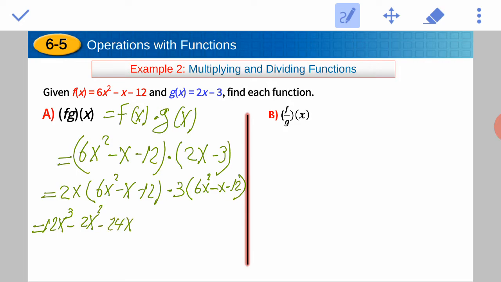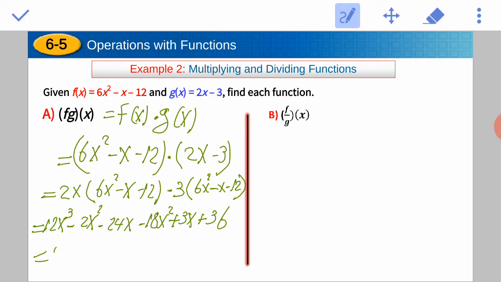Similarly, distributive property: negative 3 times 6x squared is going to be negative 18x squared. Negative 3 times negative x is a plus 3x. And negative 3 times negative 12 is going to be 36. Now it's time to combine like terms.